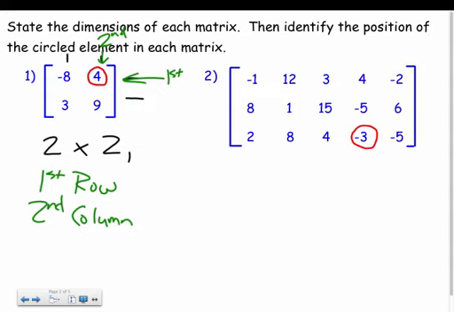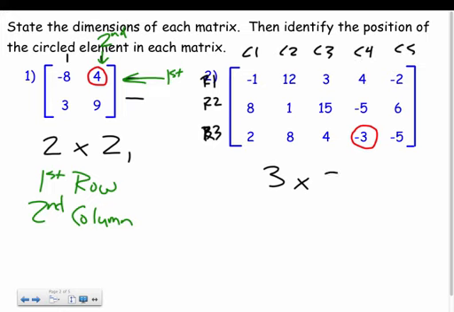Same thing with number 2. State the dimensions. So I would state the rows first. So I've got 1 row, 2 rows, 3 rows. So it's a 3 by what? 1, 2, 3, 4, 5. It's a 3 by 5 matrix. And -3, that element is located where? Well, it's located in row 3, column 4. Okay, not too difficult. So stating the dimensions and telling where an element is located.